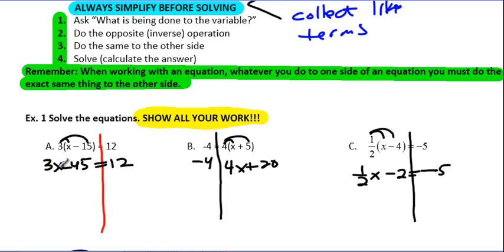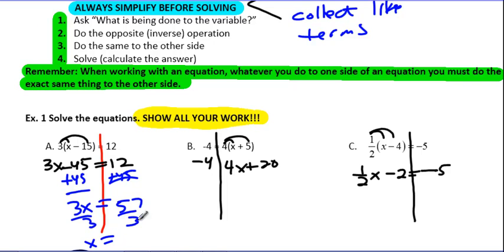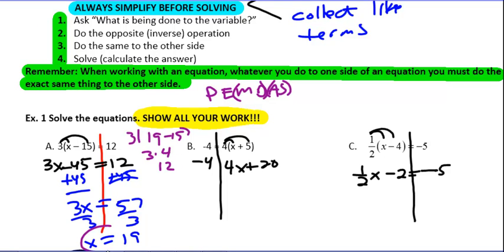Ask what's being done to the variable. We're multiplying by 3, subtracting 45. Last thing you say, first thing you get rid of. You guys should be pros at this by now. Divide by 3, and we end up with x equaling 19. Keep in mind you should always be checking your work. Checking your work just requires one extra step right now in these types of problems. I'm going to plug it in. Always do parentheses first. Remember PEMDAS. PEMDAS told us our order of operations, and what's the most important is parentheses. So 19 minus 15 is 4, times 3 is 12. 12 equals 12. I am right.